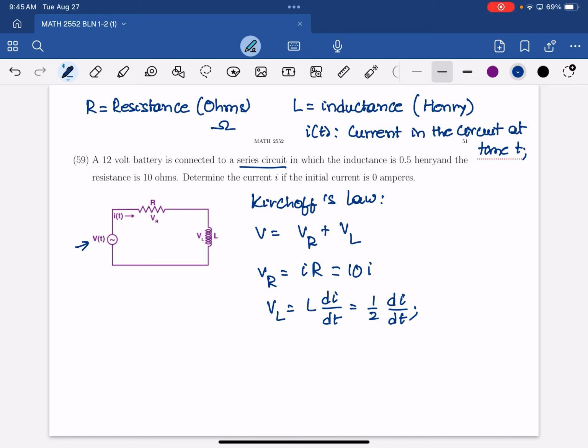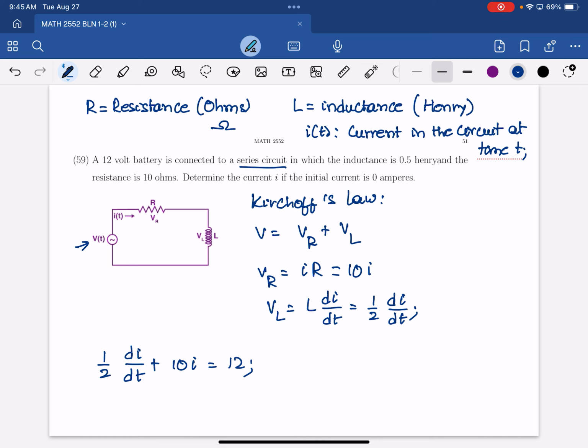So using Kirchhoff's law, I have 1/2 di/dt plus 10I equals 12 volts. Is that clear? Nothing complicated. For a beginner like me, it's all nice and sweet.